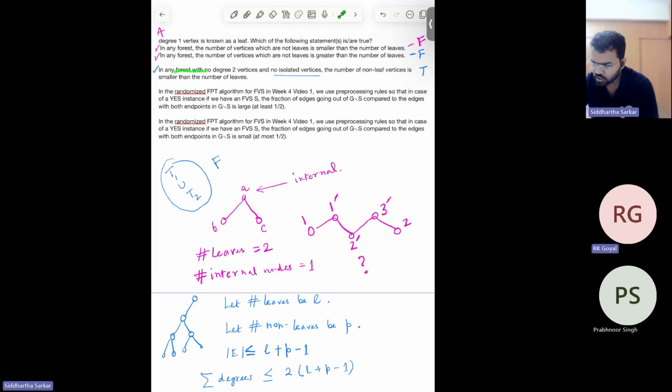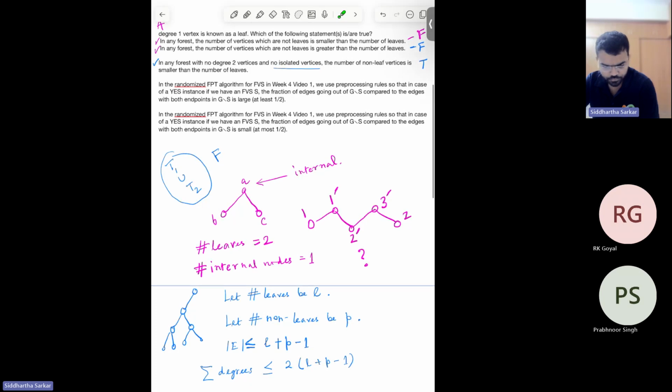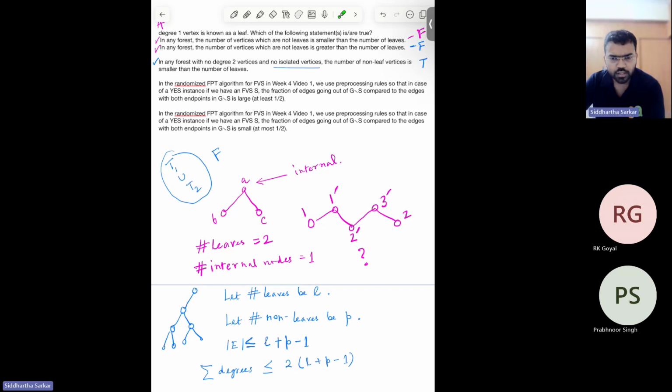So this is a forest which does not contain any degree two vertices. So what degrees are allowed? Degree two is not allowed, and degree zero is not allowed. So one is allowed, three is allowed. But what about larger degrees?